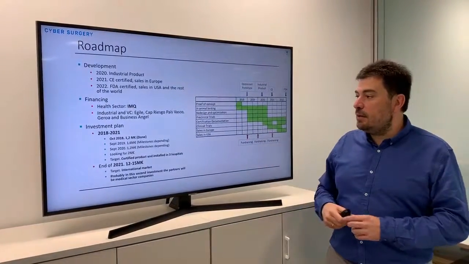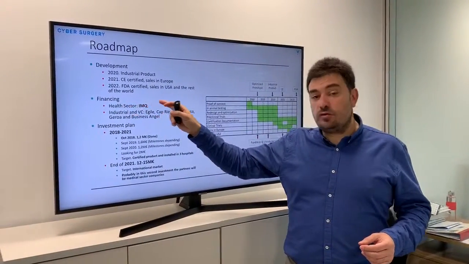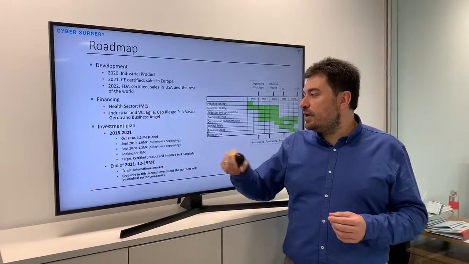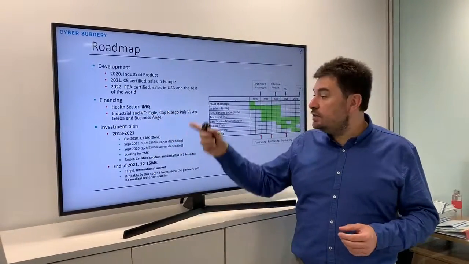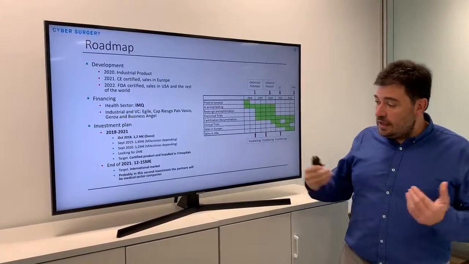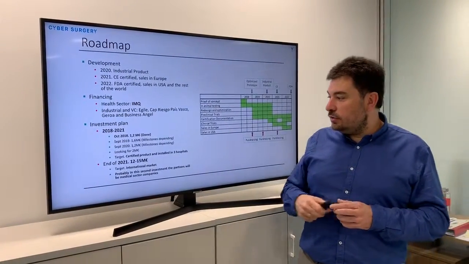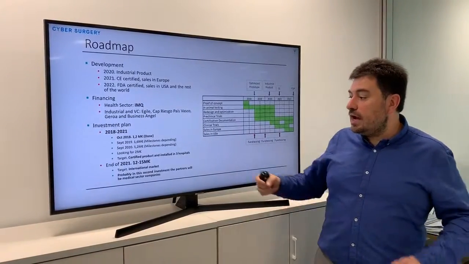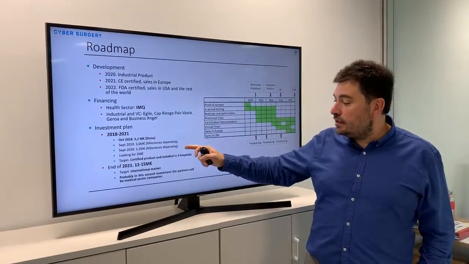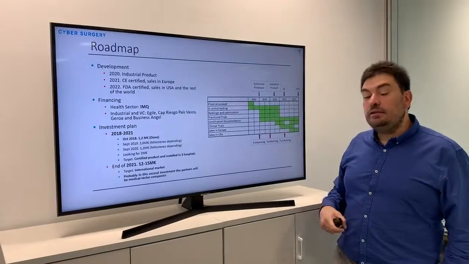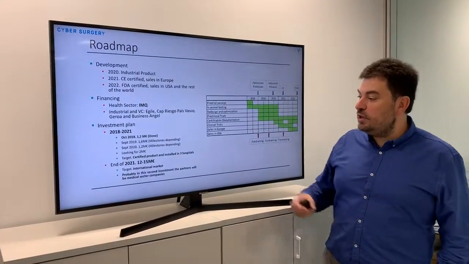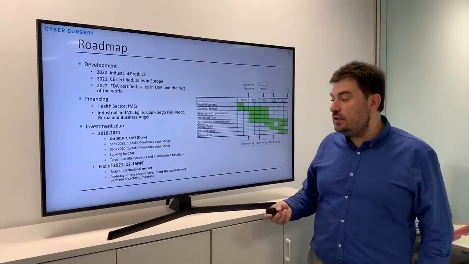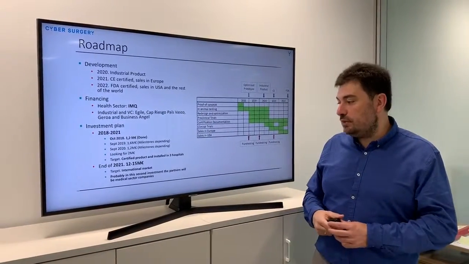Financing: we have several partners. In the health sector, we have 1 partner. Some partners are industrial companies or venture capital. At this moment, we have got 1.2 million euros in October, and it's supposed that we'll get 2.8 million more between 2019 and 2020, depending on some milestones.